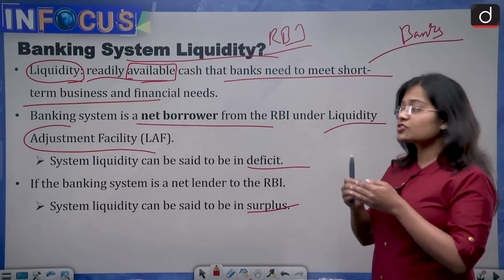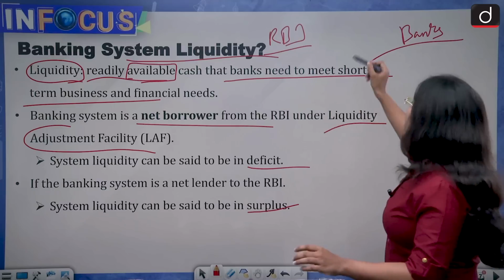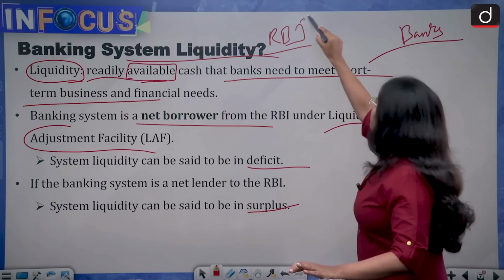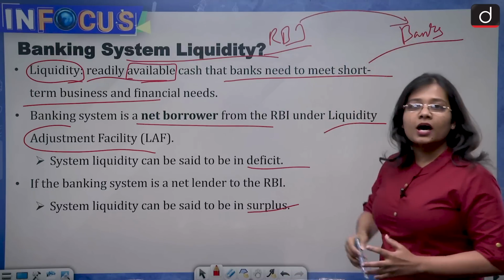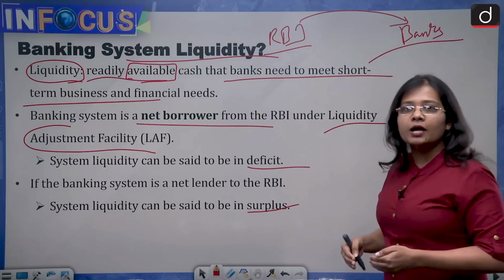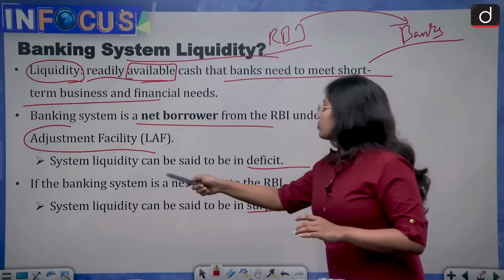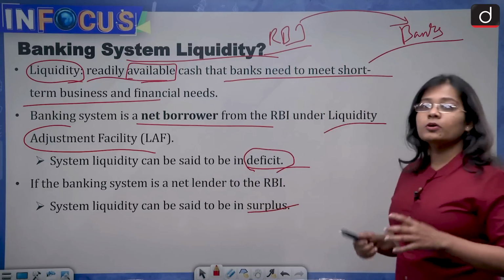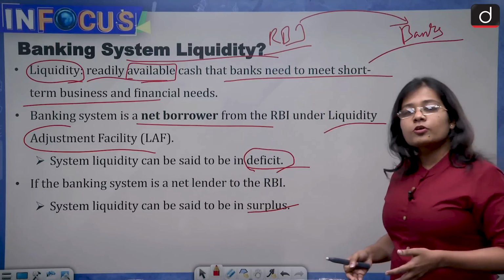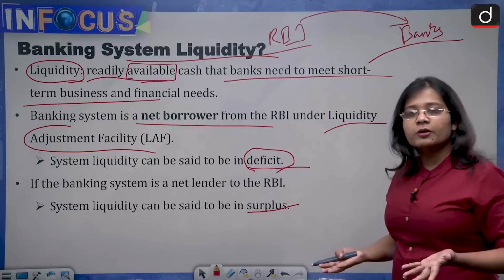So when the banking system is borrowing from the RBI, this is RBI, this is banks, and the banks are borrowing from the RBI. Banks are taking money from the RBI. So what is this condition called? This is called that the system liquidity is said to be in deficit, because when will the banks take money from the RBI? When they do not have the required amount of money.